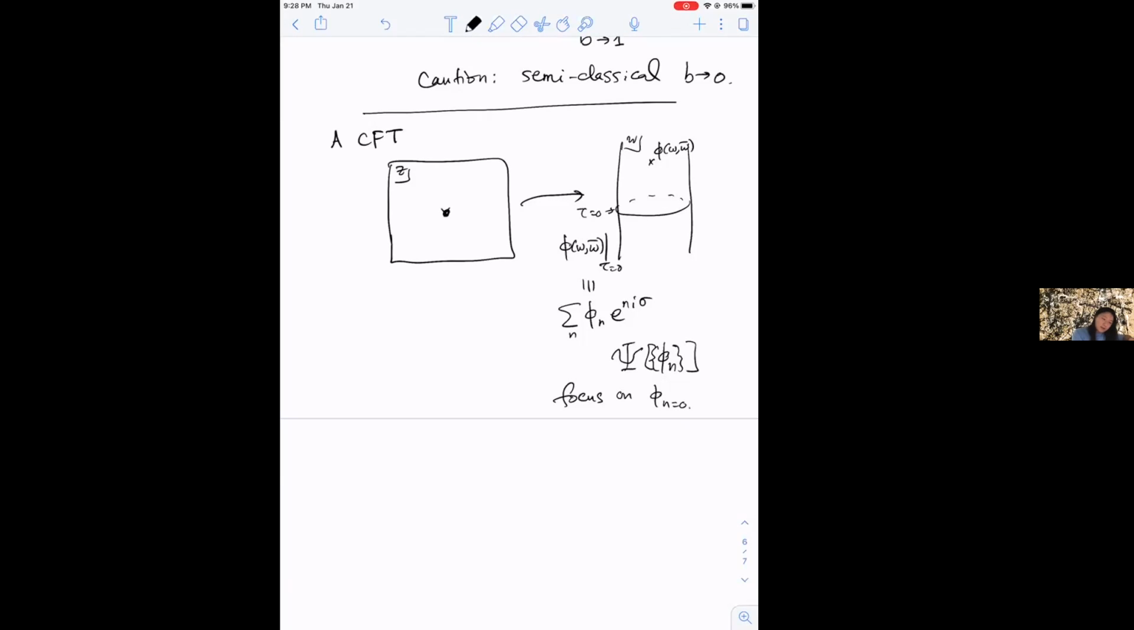You can take the Hamiltonian on the cylinder, which is a functional of the phi n's, the Fourier modes, and just look at the zero mode part. For the zero mode part, there's this potential V of phi, which is just mu e to the 2b phi. It's this exponential potential. A state on the cylinder is a wave function in this zero mode of phi. Let's ignore the non-zero modes for the moment. There's a limit in which this description is valid.